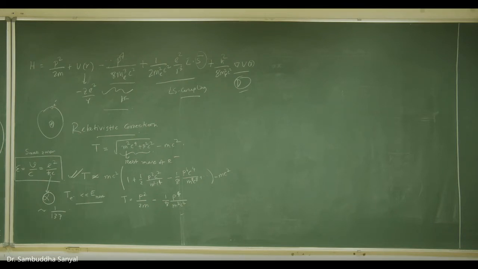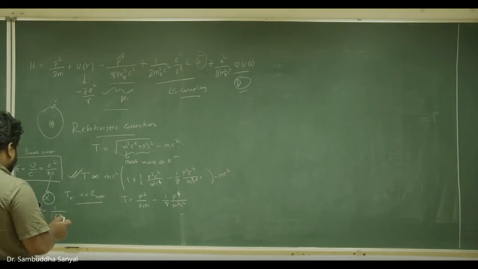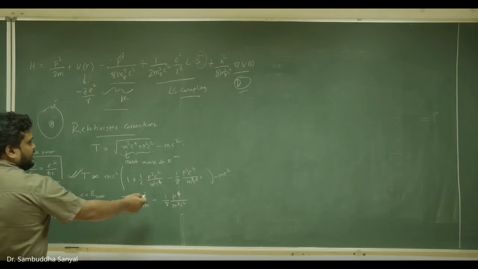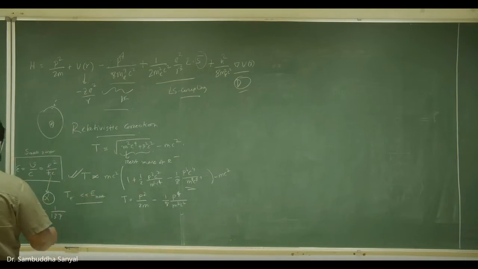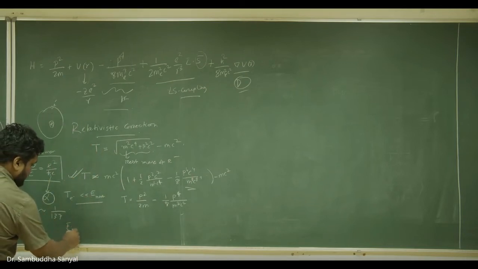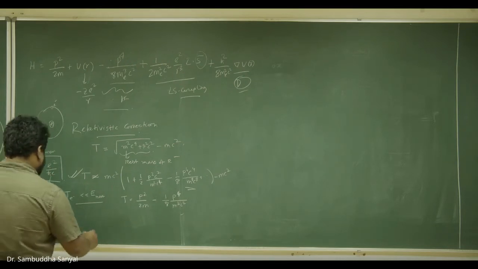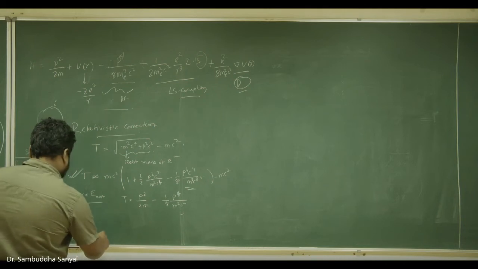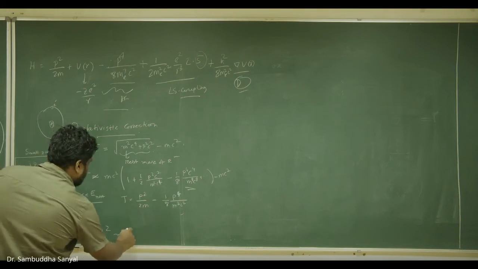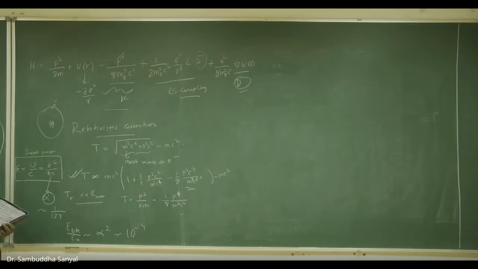And then you can clearly estimate the relativistic correction term. Now if you see the relativistic correction term, the ERK by E naught is of the order of alpha square, and that is of the order of 10 to the power minus 4, because alpha is of the order of 1 by 100, 10 to the minus 2, so the square is of the order of 10 to the minus 4. So you can see how fine this correction is. So this is called fine correction.